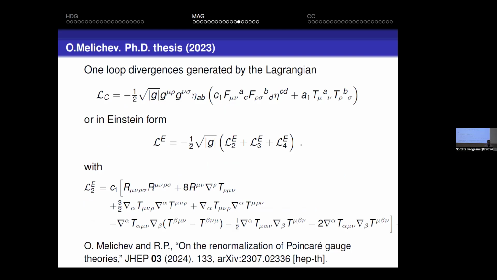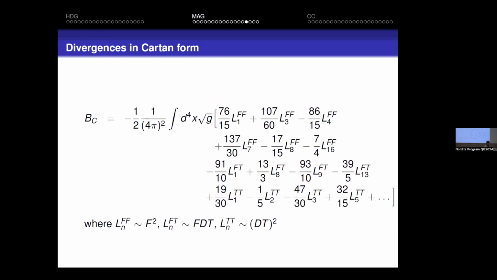Now, there's precious little that is known about quantum properties of these theories, and there was a calculation done by Oleg Melichev for his thesis of the quantum effect of the one loop divergences in these particular theories where you have just one term linear in F squared and one term linear in torsion squared. And now I just jump to the result. The logarithmic divergences are proportional to this.